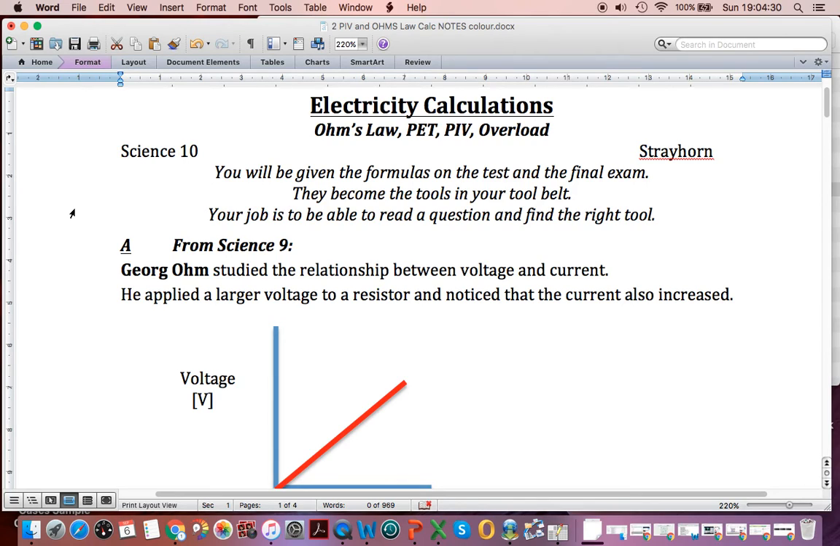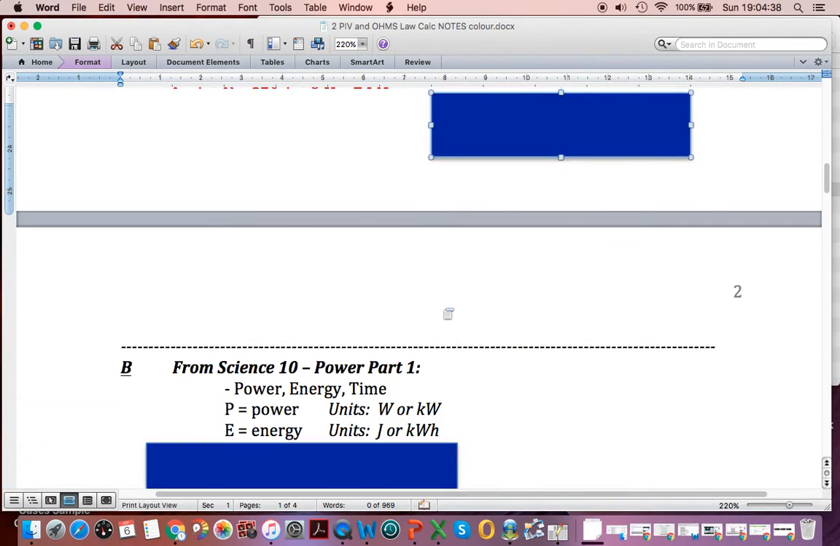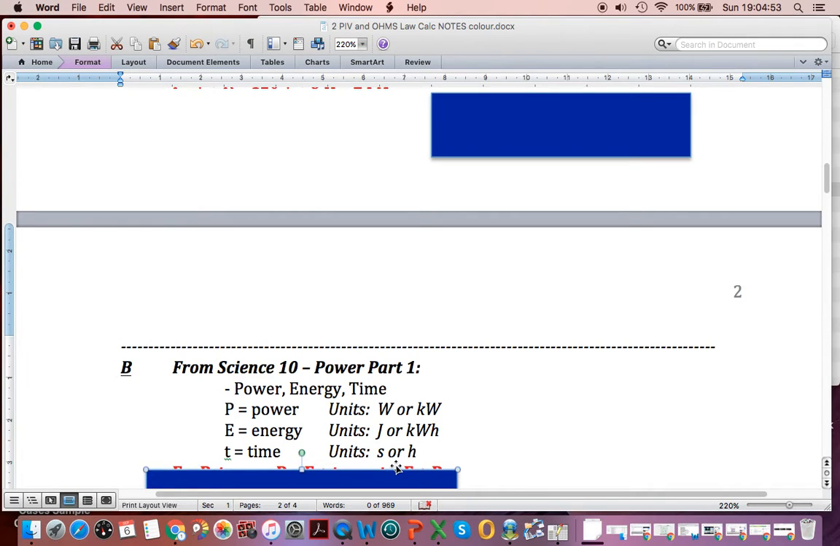In electricity calculations, this is our second part. And so Ohm's law we've just dealt with at the bottom of this page. And now we're going back to what we saw in the first chapter, first section of this course. And this was linking power, energy, and time. Power we know is in watts or kilowatts, energy is in joules or kilowatt hours, and time will be in seconds or hours.